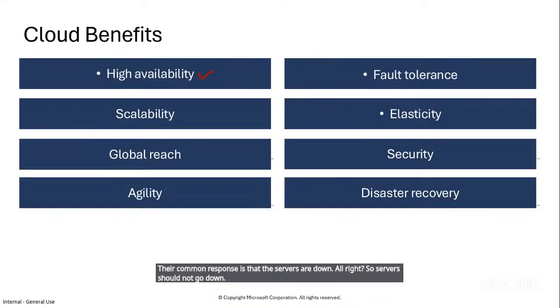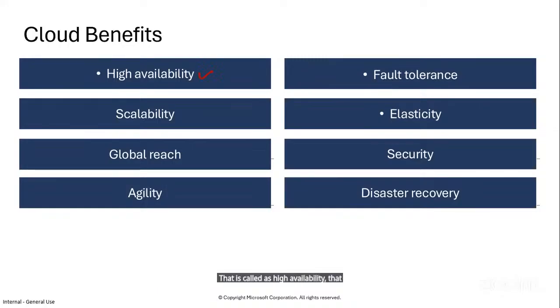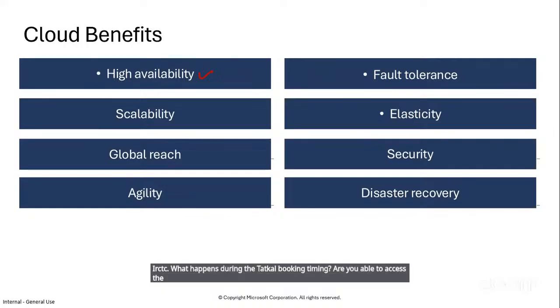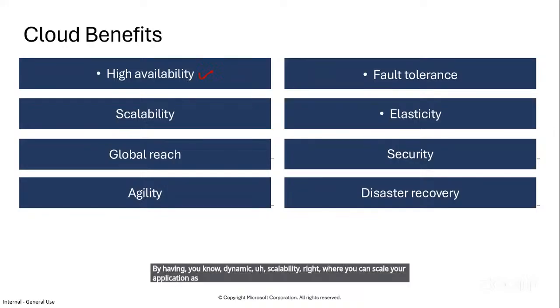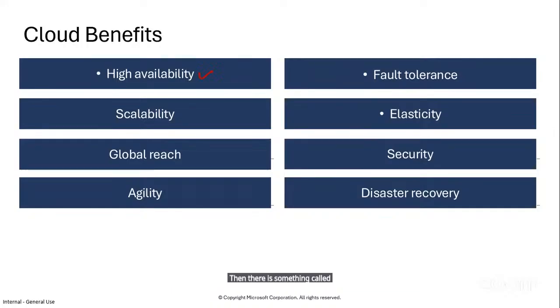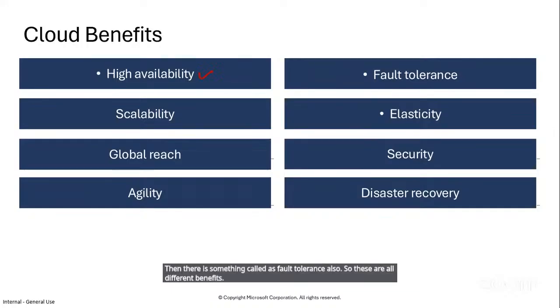That is called high availability, that my application is always up and running. IRCTC, what happens during the Tatkal booking timing? Are you able to access the application? No, that is called low availability. So with cloud computing, you can ensure high availability by having dynamic scalability, right? Where you can scale your application as and when the demand increases, so that it never goes down or never becomes inaccessible to the users. Then there is something called fault tolerance also. So these are all different benefits of using cloud computing.